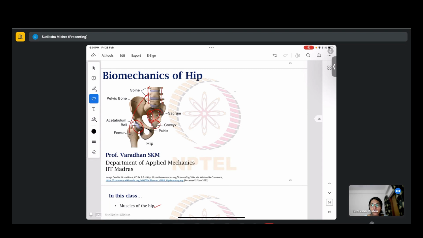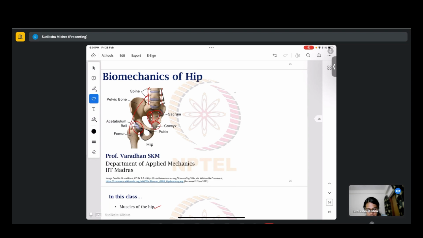Hello everyone. Today I'll be discussing the contents of week 5, and then following it up with some old assignment questions. In week 4 we looked at the biomechanics of the spine, which was essentially the vertebral column, which consists of a lot of vertebrae, demarcated here, intercalated with intervertebral discs, which provide cushioning.